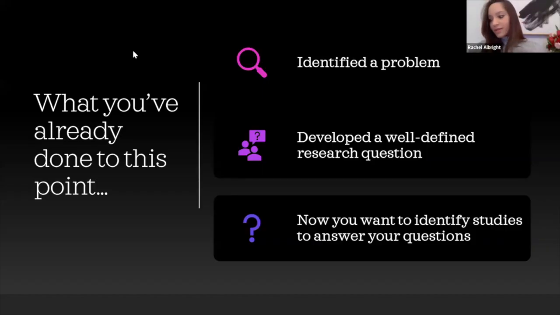So let's say we've gotten past all that. We've identified a problem, we have a well-developed research question, we have our inclusion and exclusion criteria, and now we're ready for the search. So how do we do that?